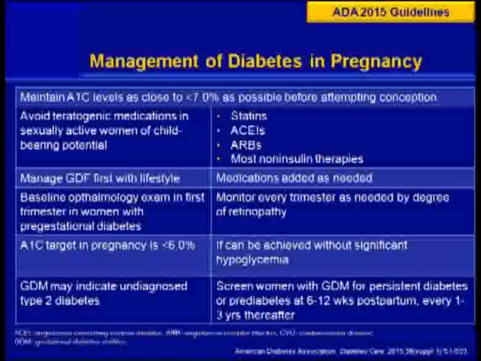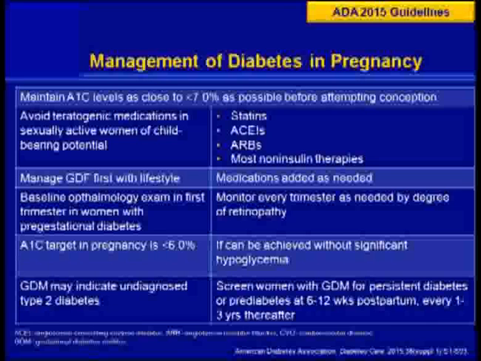Management of diabetes in pregnancy is a very important thing. If the patient is hypertensive and diabetic in pregnancy, maintain the HbA1c level as close to 7 as possible before attempting conception. Avoid teratogenic medicines in sexually active women of childbearing age, which is very important. Statins, ACE inhibitors, ARBs, and most non-insulin therapies are not recommended if the patient is likely to be pregnant.